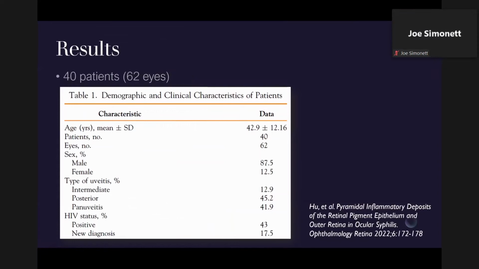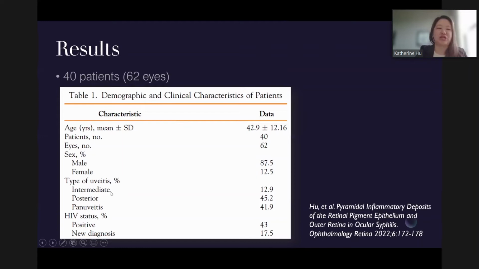So of our results, we had 40 patients representing 62 eyes from the two centers, and the mean age was 42.9, and 87.5% of the patients were men. Panuveitis and posterior uveitis were far more common than isolated intermediate uveitis, and 90% of patients were treated with a standard two-week course of IV penicillin as directed by each institute's infectious disease subspecialty services. About 43% of our patients had an underlying diagnosis of HIV, which was a new diagnosis for 7 patients.